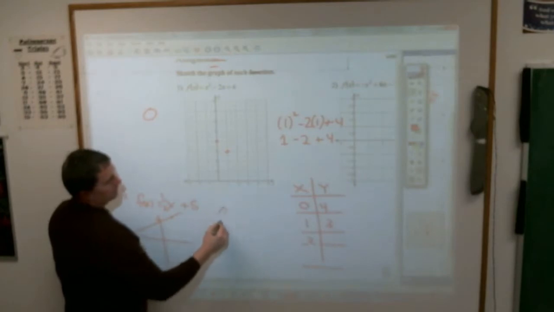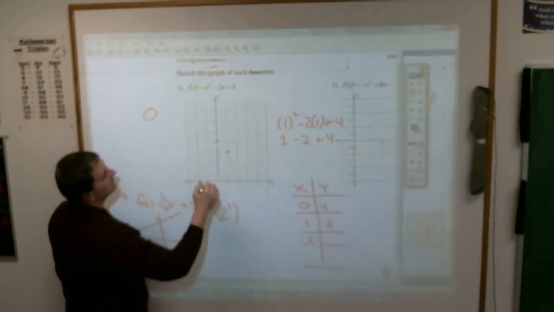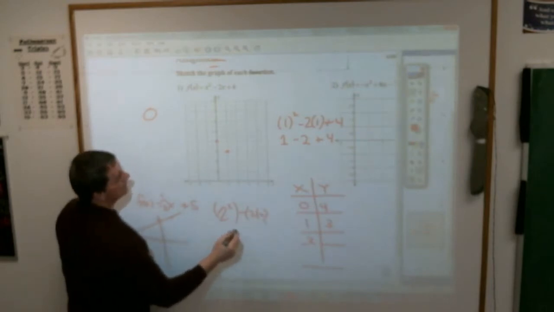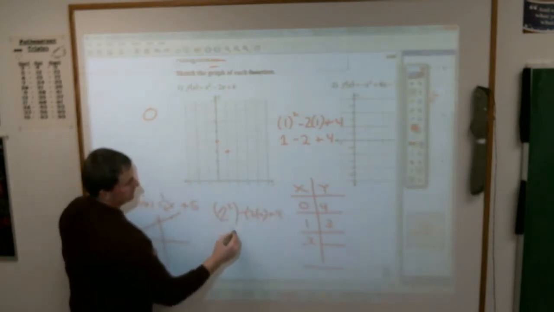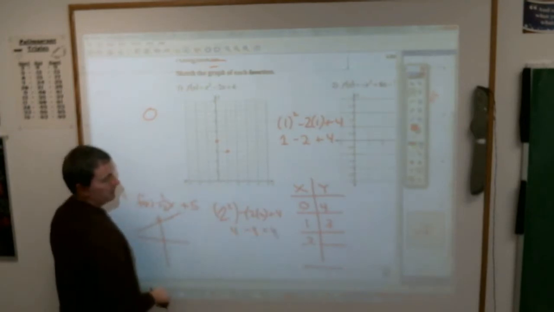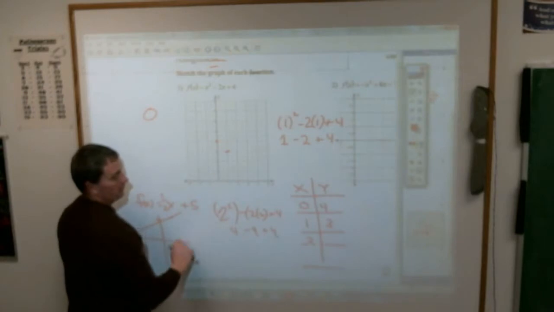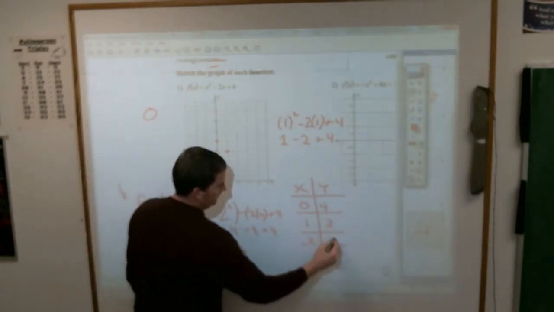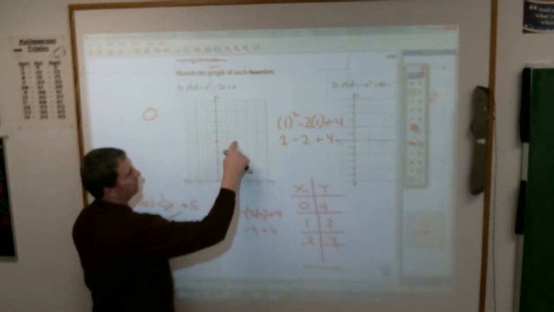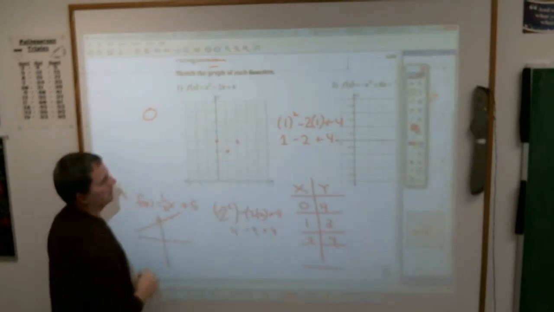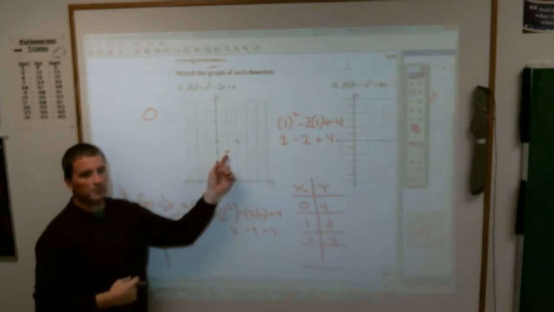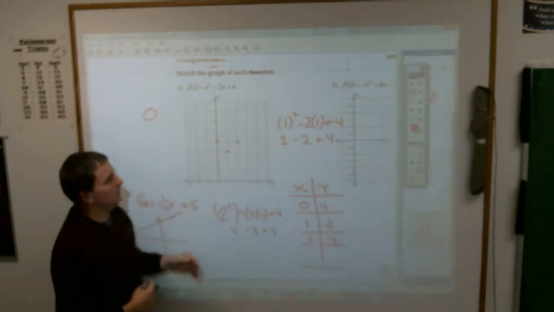Let's see, so 2 squared minus 2 times 2 plus 4. 2 squared is 4, minus 4 plus 4. 8 minus 4 is 4, right? So at the point 2, I end up with 1, 2, 3, 4. Oh, look. I did find it, and now you can kind of see where it's going. That's the minimum. Okay, it would be good for us.